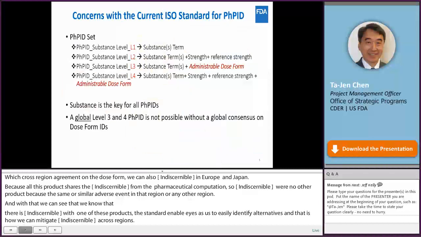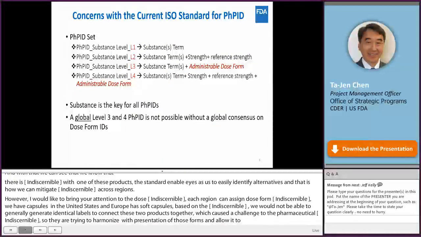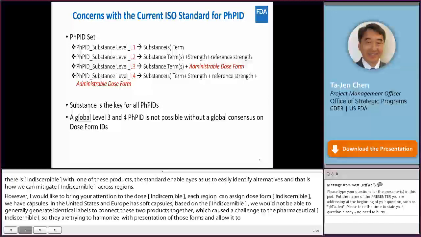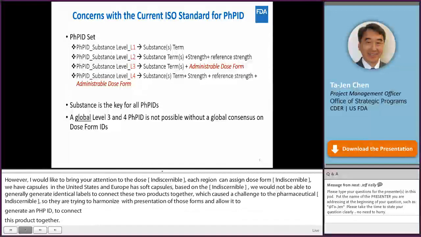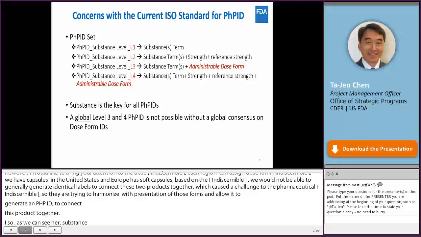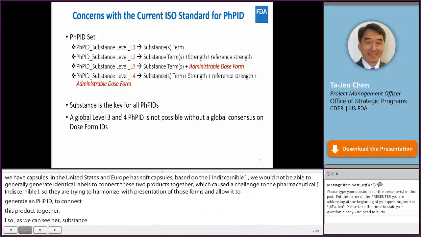ISO 11616 defines PhPID as a set of 4 labels based on the combination of substance, strength, and dose form, and the label 4 being the most precise label. As we can see here, substance is a key for all PhPIDs. Without globally agreed substance ID, there is no global PhPID. And also, without global consensus on dose form ID, there is no level 3 and level 4 PhPID.